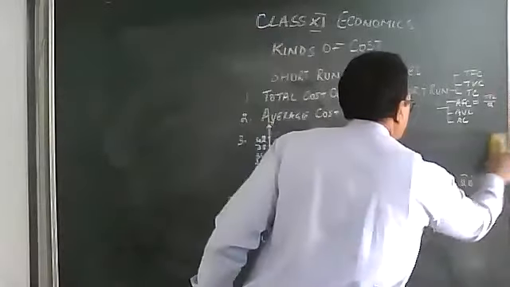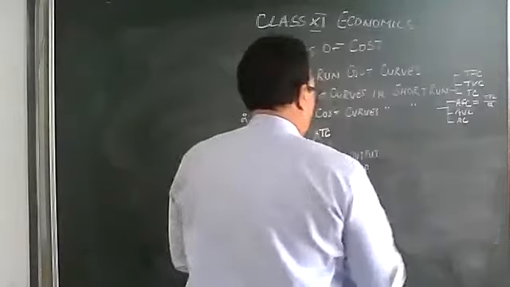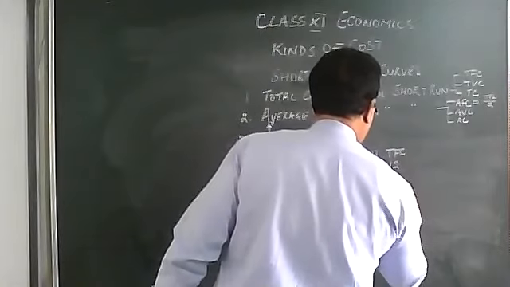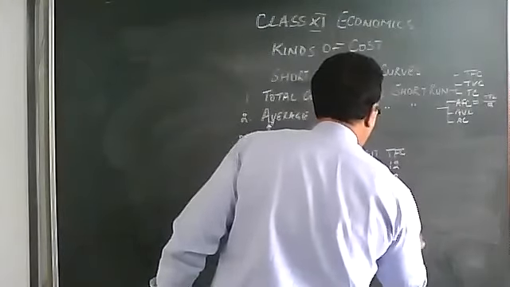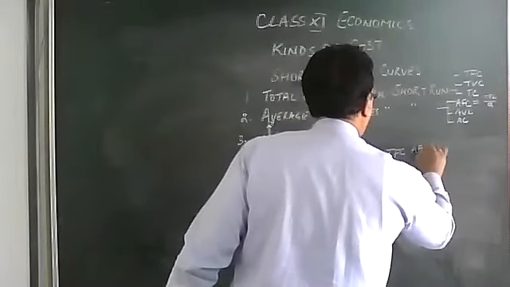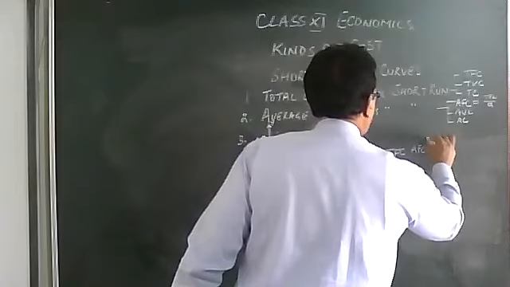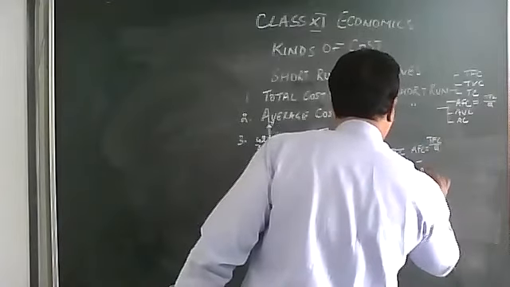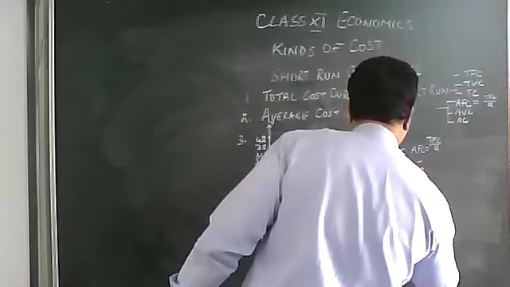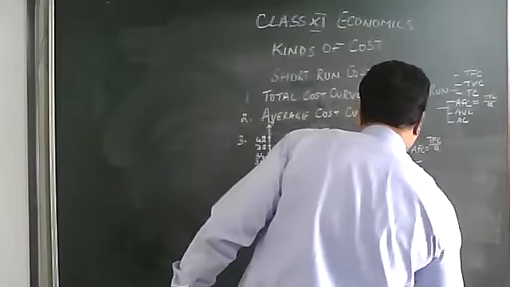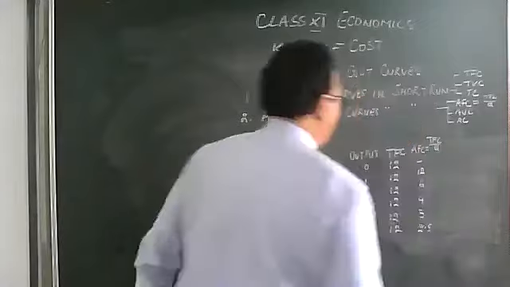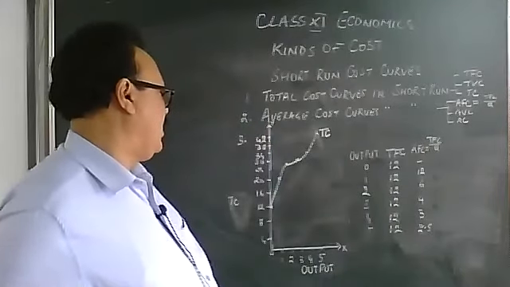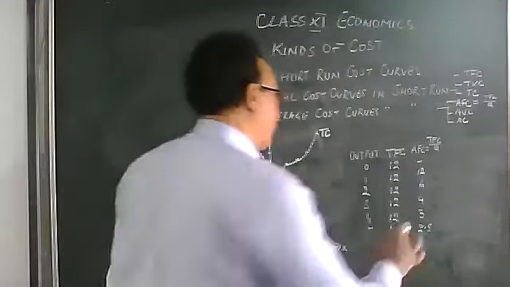So if I use total fixed cost, which was 12 in all the cases, average fixed cost would be total fixed cost upon Q: 12, 6, 4, 3, 2.4.